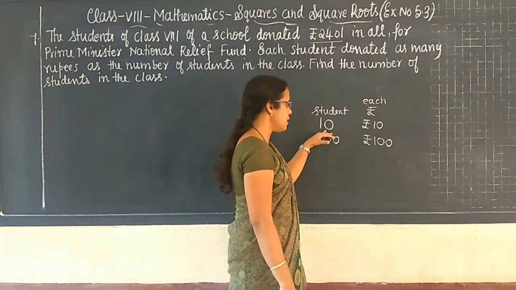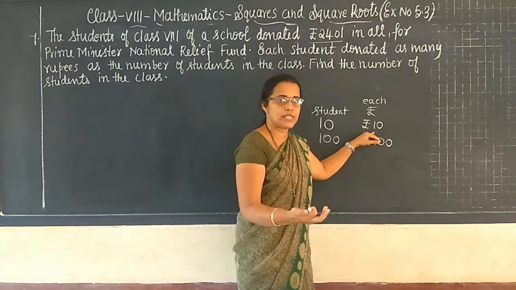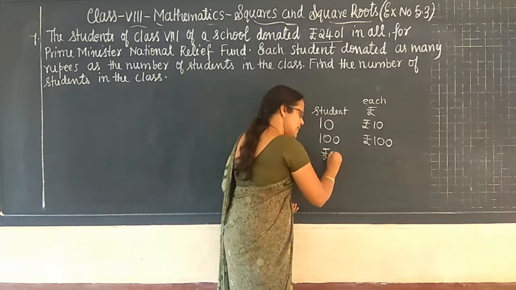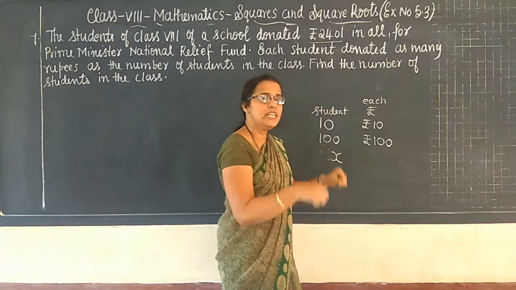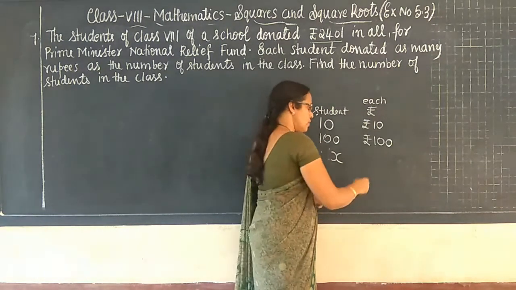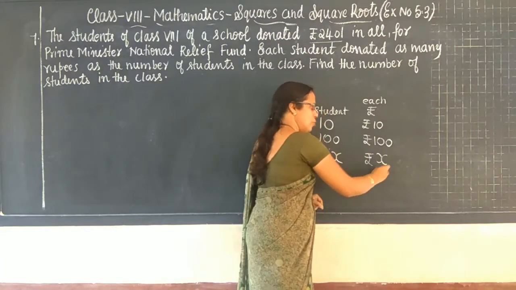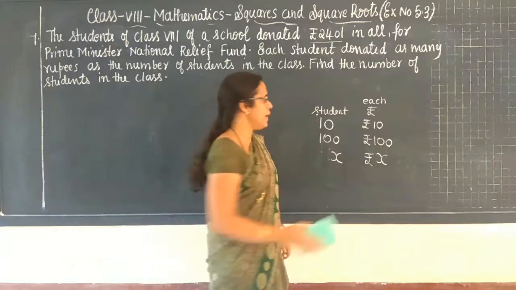If 10 students are there, each student should give 10 rupees. If there is no number of students, means X students are there, then each child should give how much rupees? X rupees. Can you make out, children? Can you make out? See here.